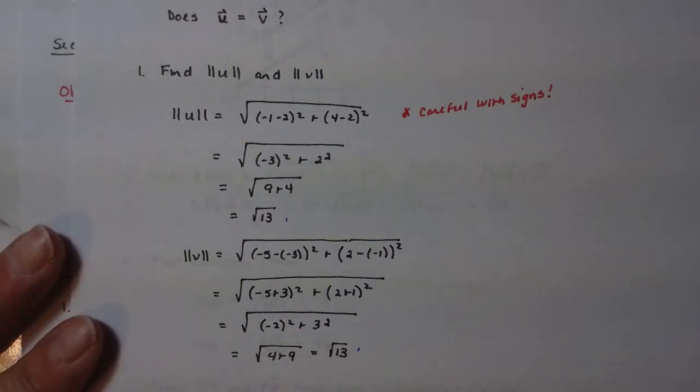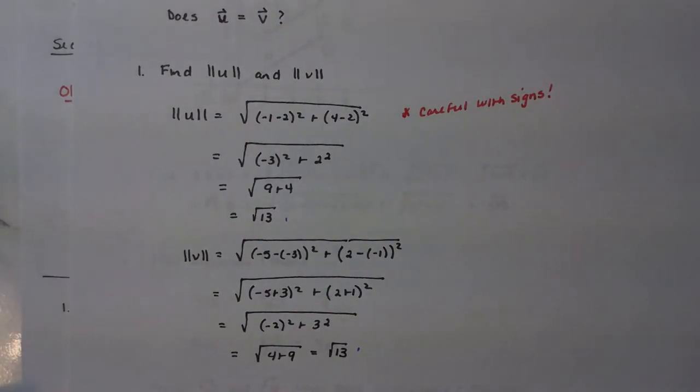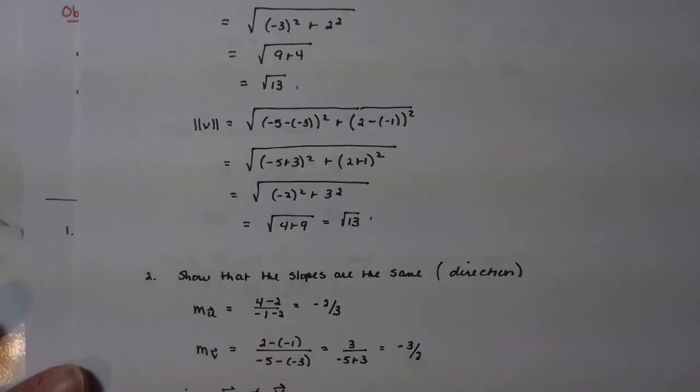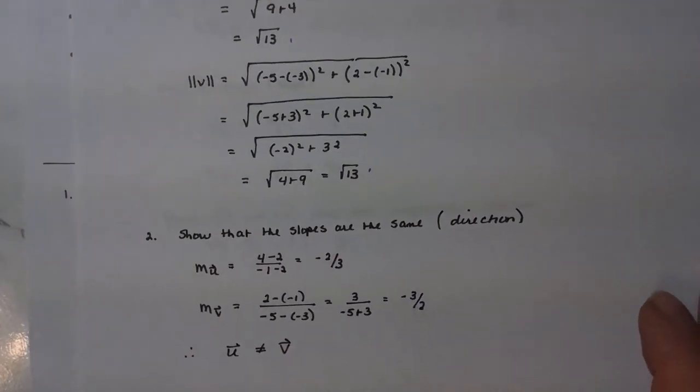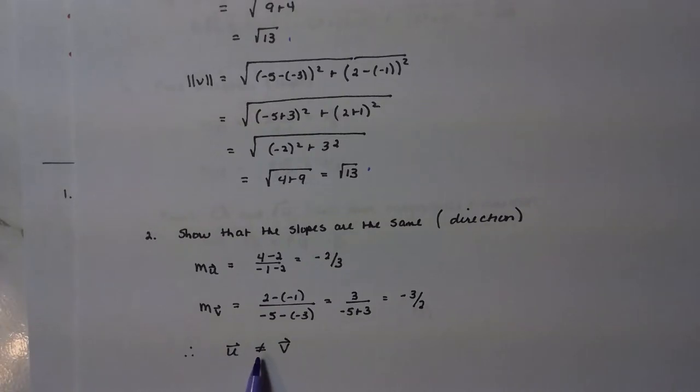Now I have to show that the slopes are the same, or the direction of the vector. So if I find the slope of vector u, I've got 4 minus 2 over negative 1 minus 2, that gives me negative 2 thirds. If I find the slope of vector v, well, I get negative 3 halves. So the slopes are not the same. So my magnitudes are the same, but the direction is not. So therefore, I would say that vector u does not equal vector v. Is that okay?